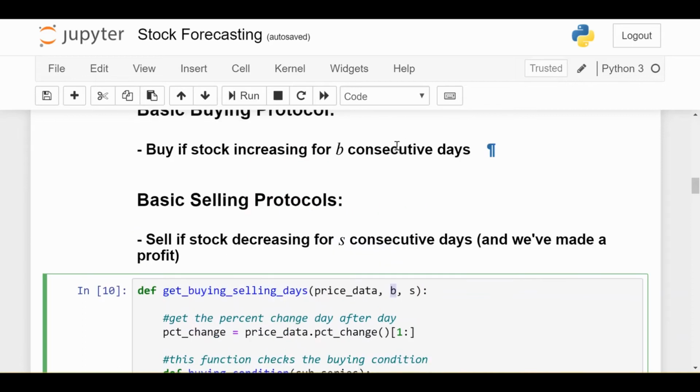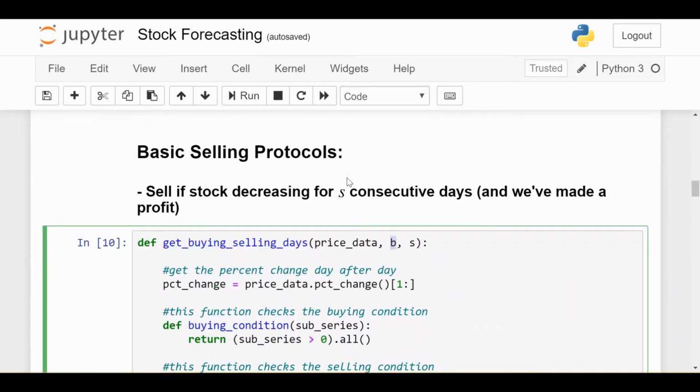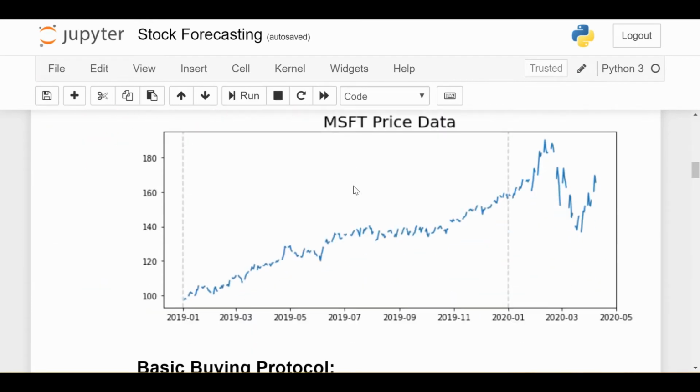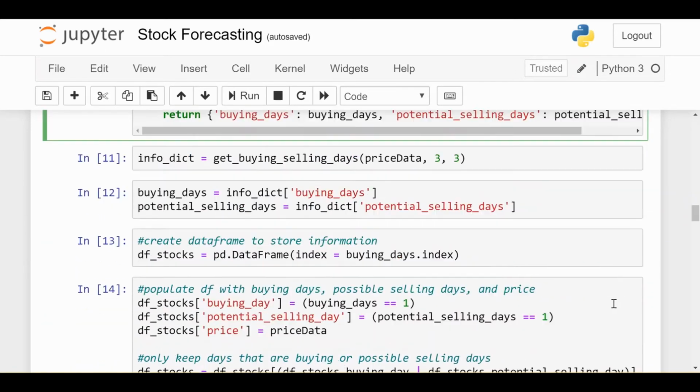B, which is, remember, the number of days you're requiring to increase before you buy, and S, which is the number of days you're requiring the stock to decrease before you possibly sell. And this basically just generates a new series, which tells us whether each day in this range, so each day between January 1st, 2019 and April 10th, 2020, is a potential buying or selling day. And the result is shown below.